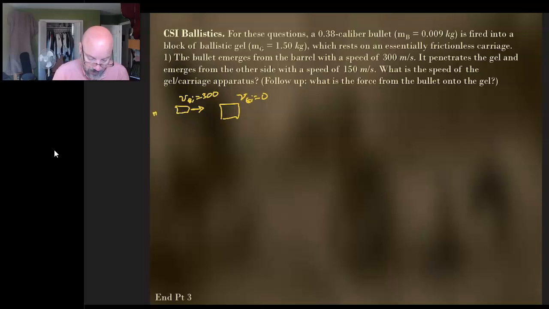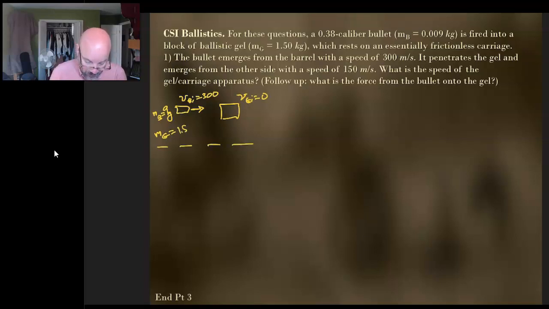Now let's go ahead and get our masses on here. The mass of the bullet is 9 milligrams. Oh, sorry, that's not milligrams, that's grams. My bad. Back that up. We're just going to say 9 grams. And then the mass of the gel is 1.5 kilograms. All right, so there's before.